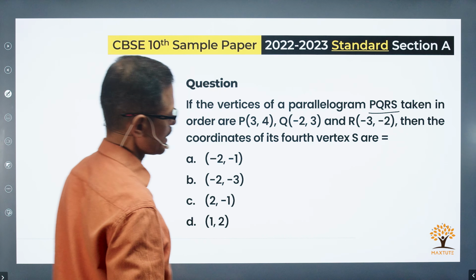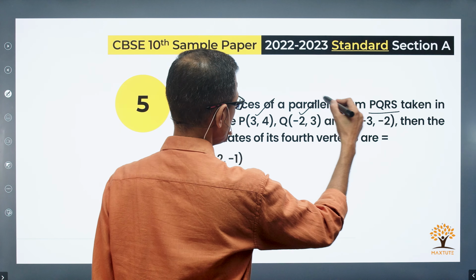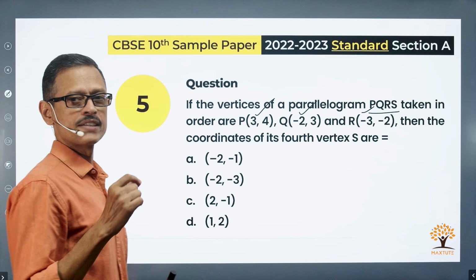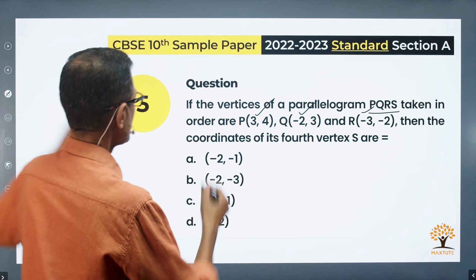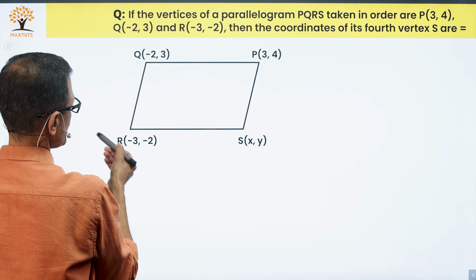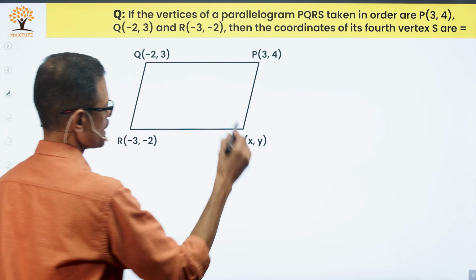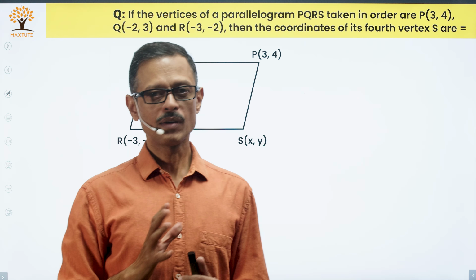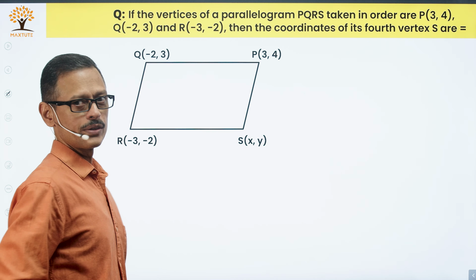R(-3, -2). So we know the coordinates of P, Q and R. Then what we have been asked to find out are the coordinates of this vertex S. Right. Let's quickly plot this parallelogram. P(3, 4), Q(-2, 3), R(-3, -2). The coordinates of S that we are trying to find out, let's assign them to variables x, y. We're trying to find out this value.